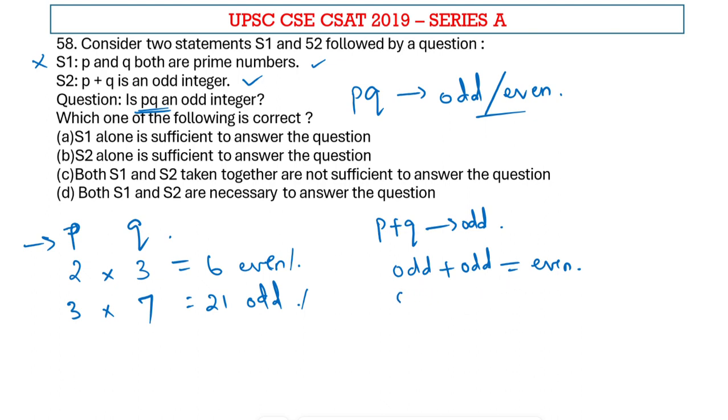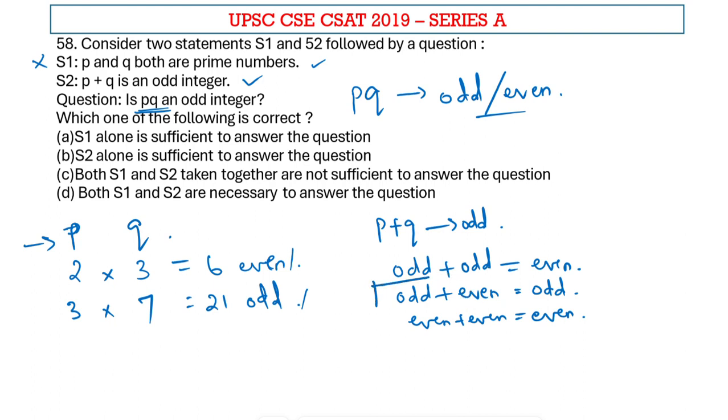Now the next one would be odd plus even is always going to give you an odd value. Because if you take 2 here and you take 3 here, it's going to give you 5, or whatever value you're going to substitute. Let's say you take 6 here and 3 here, this is going to give you 9, which is an odd value. So for any value you substitute here, odd plus even always gives you an odd value, and even plus even will always give you an even value.